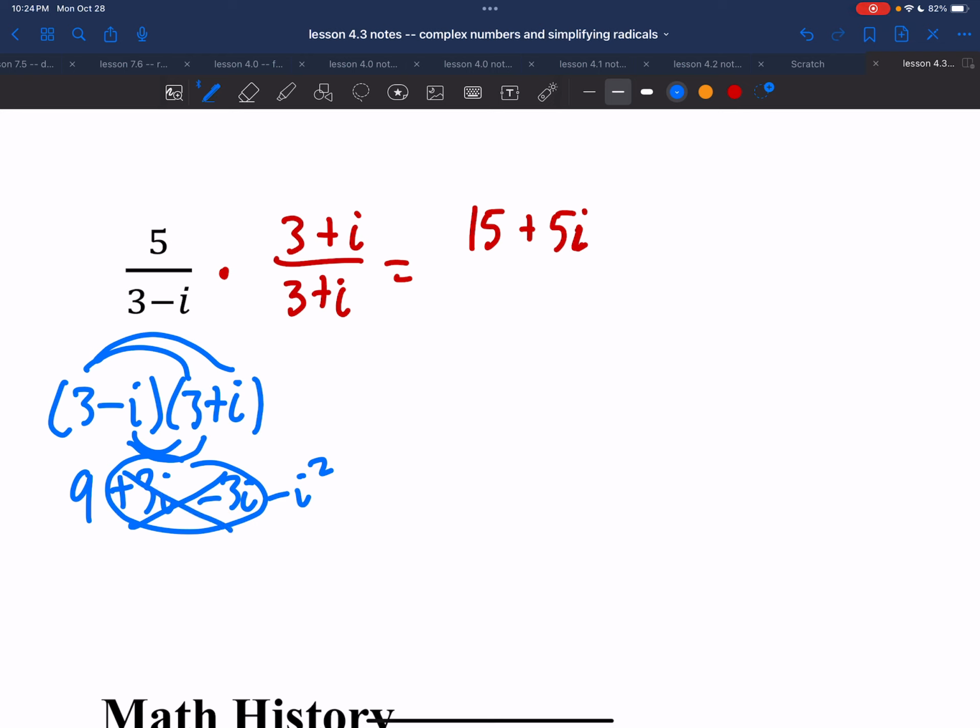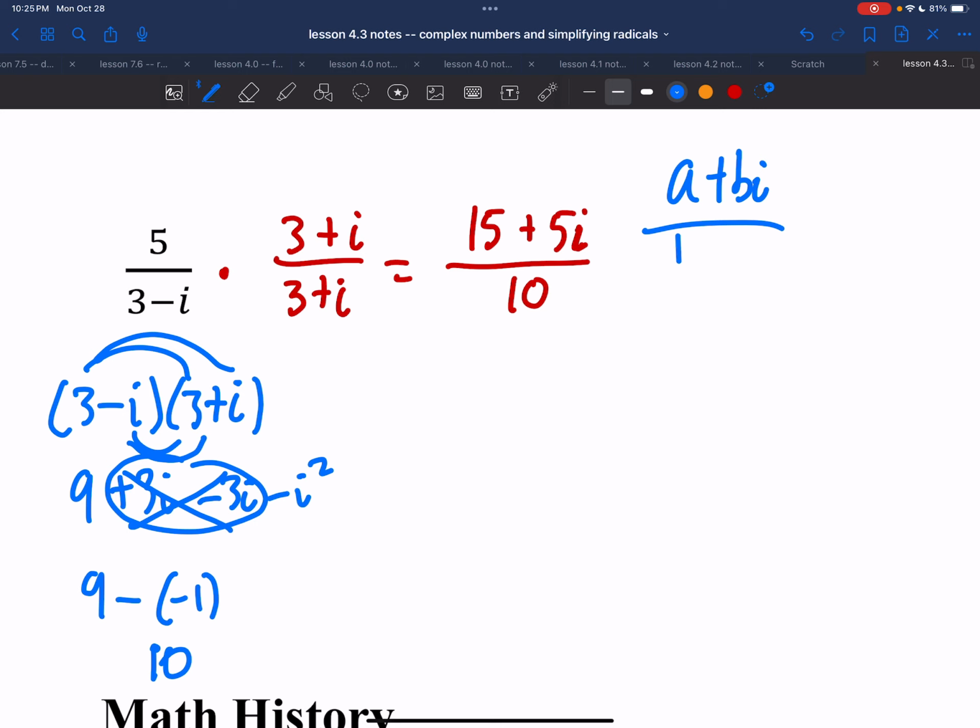Those cancel, which, by the way, is always going to happen, and you have 9 minus i squared, but i squared is negative 1. So that's 9 minus negative 1, which is 9 plus 1, which is 10. So the denominator becomes a rational number, 10, okay? We might like to write this as a complex number. Like I said, a plus bi, this is a complex number where you separate the real from the imaginary, right?